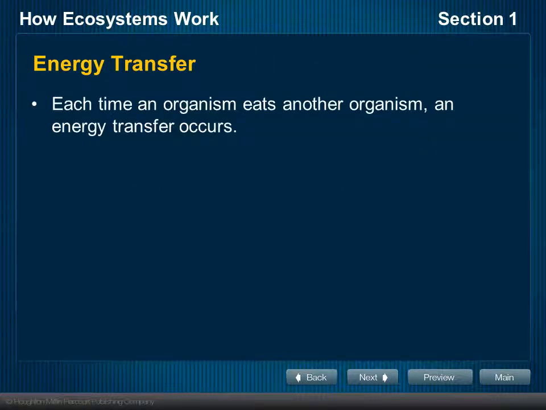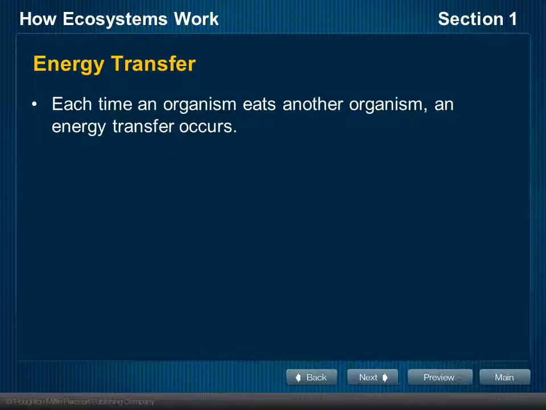Now, as we look at all this and we talk about all this in terms of the energy within an ecosystem, the next thing we look at is how the energy moves throughout the ecosystem, because the energy is not stationary, it transfers. Okay, one organism eats another organism, and energy transfer takes place, whether that's a consumer that eats a producer or a consumer that eats another consumer.